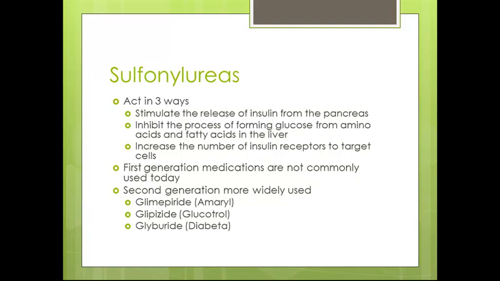Some examples, the most common one, which I have not seen prescribed in a really long time, is tolbutamide. More commonly prescribed medications are the 2nd generation: glimepiride or Amaryl, glipizide or Glucotrol, or glyburide or DiaBeta are the more common ones prescribed today. Some of the side effects are GI distress, weakness, fatigue, lethargy, headache, hypoglycemia, especially in older adults.